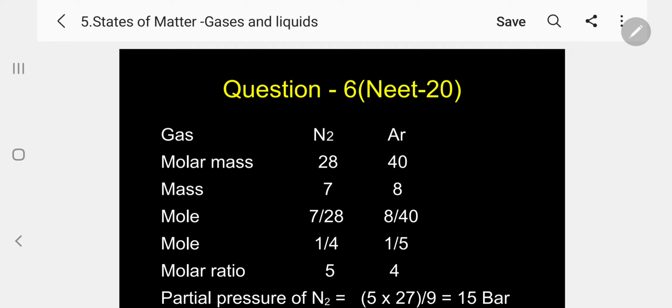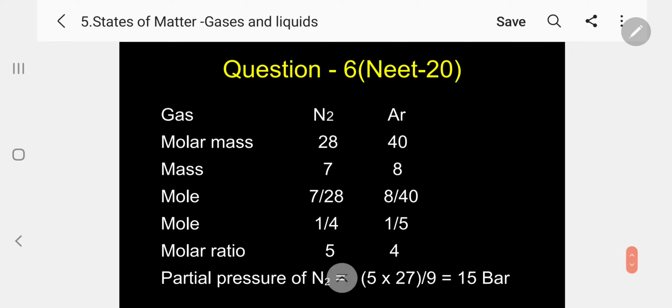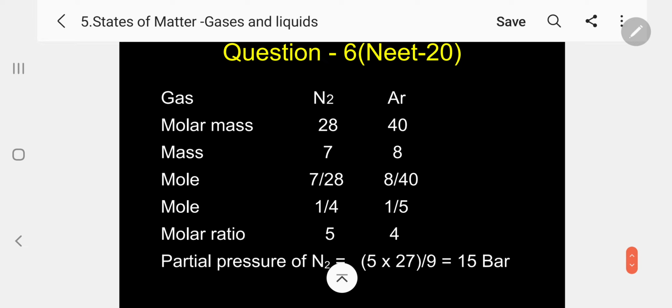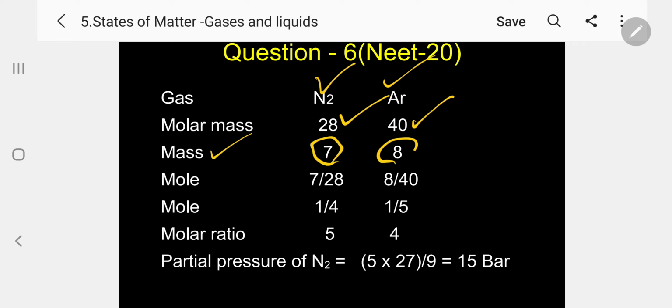So let me come to the question now. In this case, kindly follow. Nitrogen is a gas; I have taken nitrogen and argon. Nitrogen has molar mass 28, argon has molar mass 40. The masses given in the question are 7 grams and 8 grams. So we can calculate the moles.